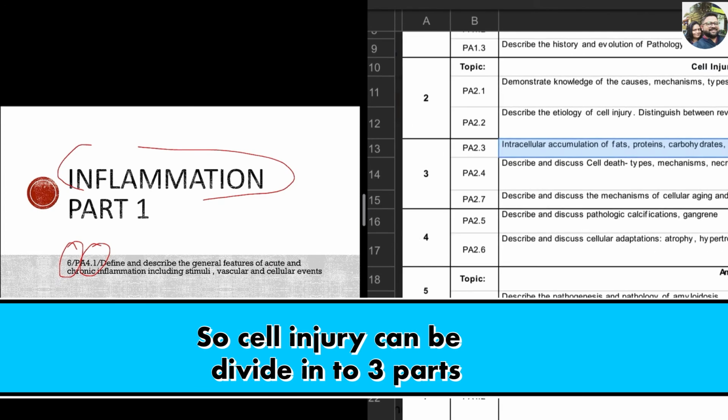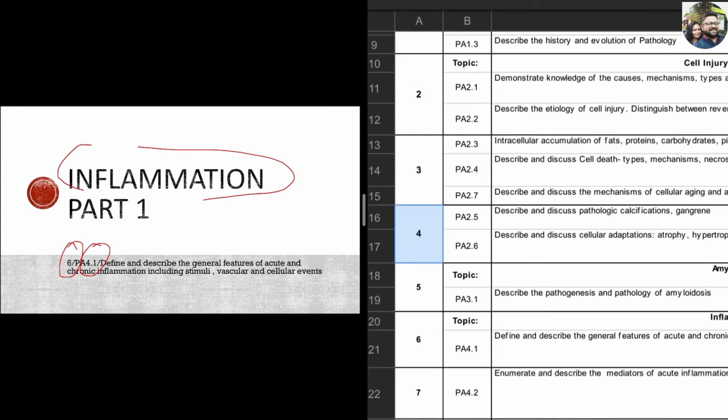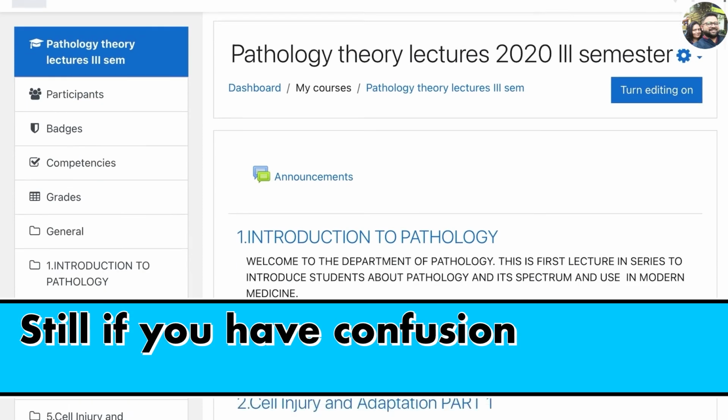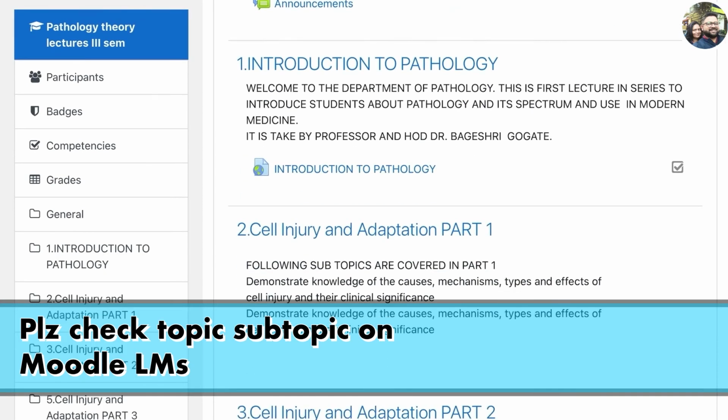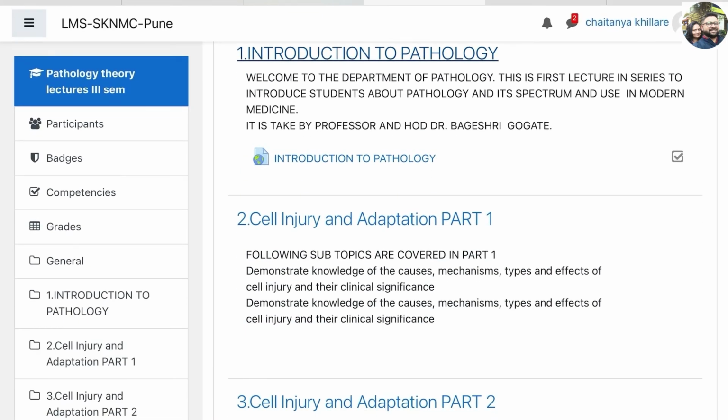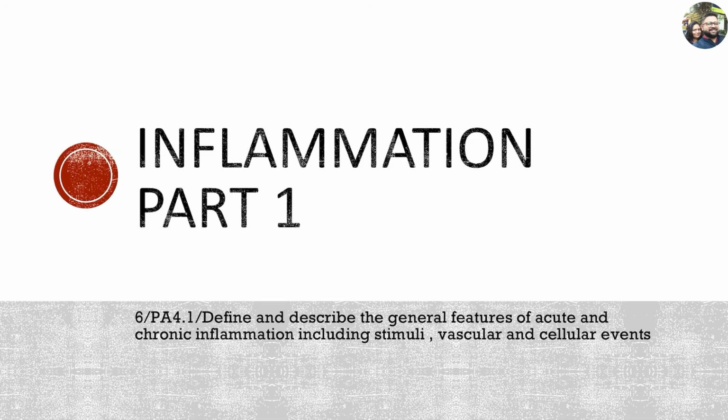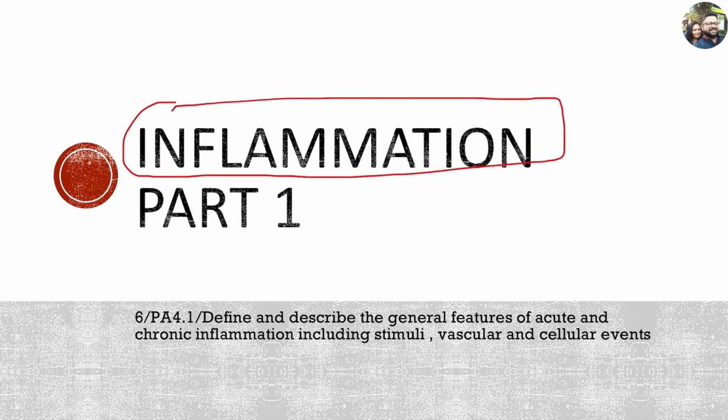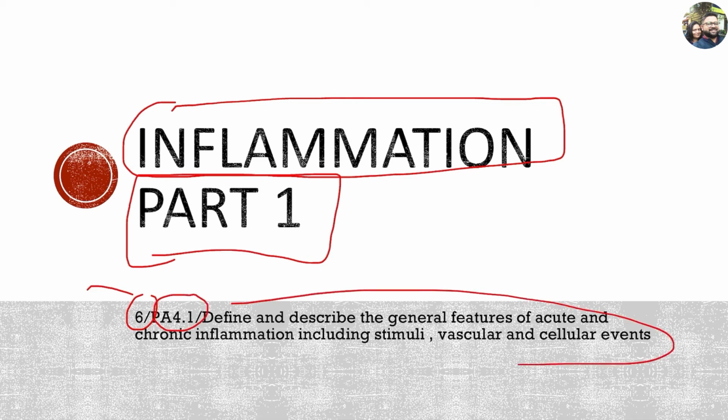Similarly, you can divide the cell injury chapter into 3 parts. So I hope you understood how to do this. Still, if you have confusion, you can check on the Moodle LMS how it has been divided. So your PPT cover title should have the topic name, it is inflammation over here. It should also mention whether it is part 1, 2, 3, and it should mention the lecture number, the topic number like 4.1, 4.2, 4.3, and the topic covered in this PPT.